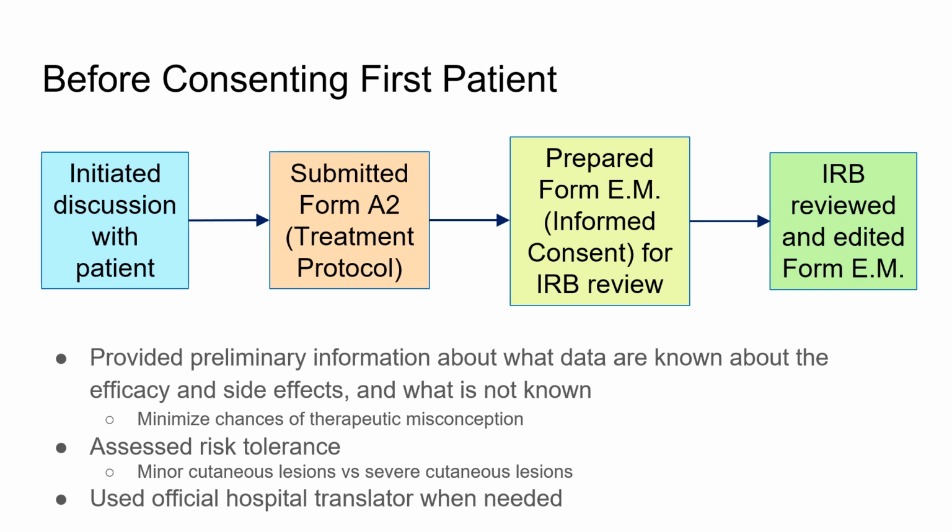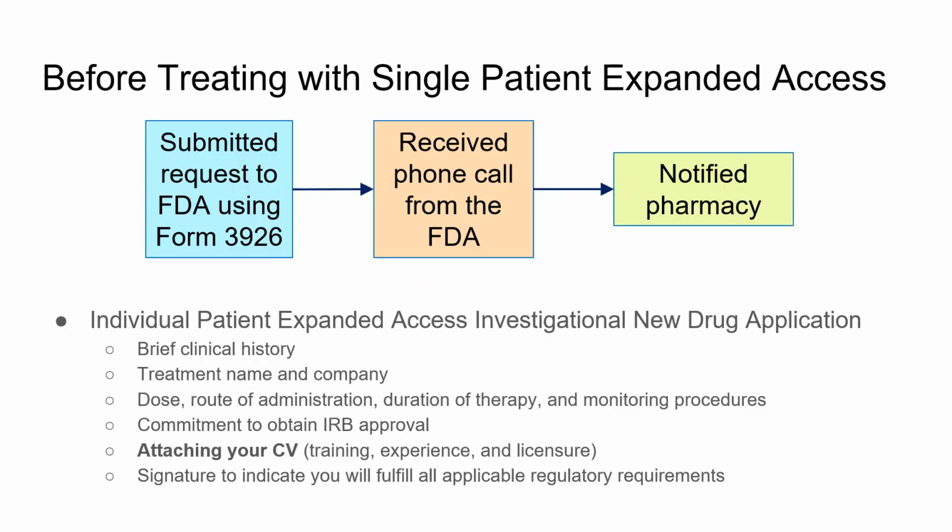Then we wrote the treatment protocol, Form A2, and the informed consent, Form EM, and submitted both of these for IRB review. The IRB reviewed and edited the Form EM and provided it back to us. So the next step was to request the medication from the FDA. And to do this, we used Form 3926. This is an individual patient expanded access investigational new drug application.